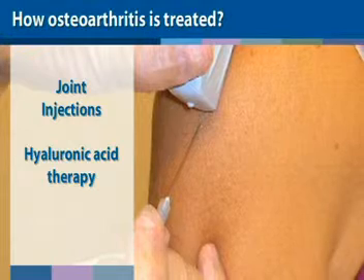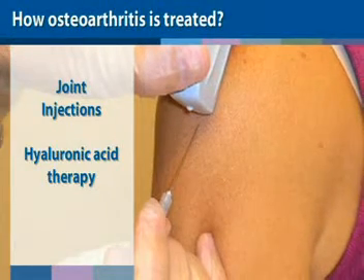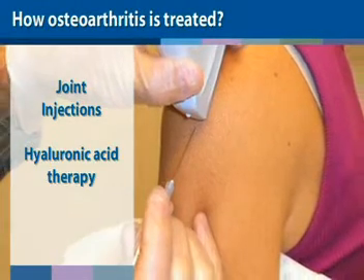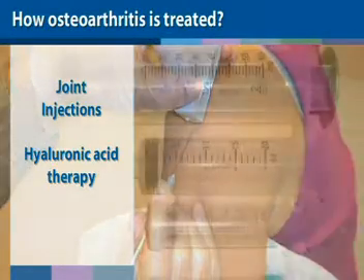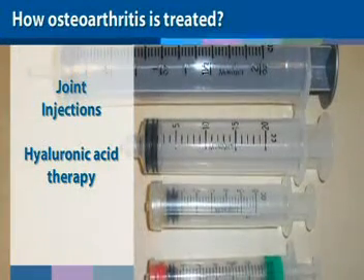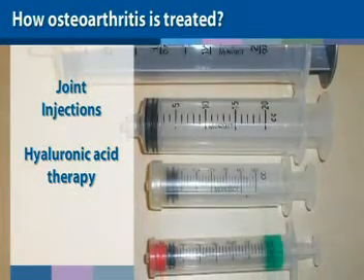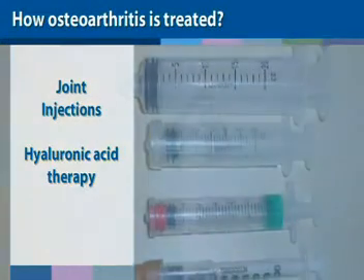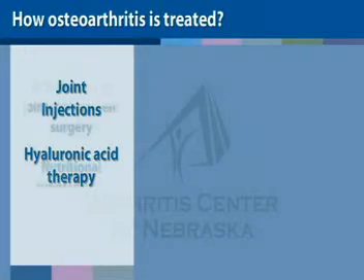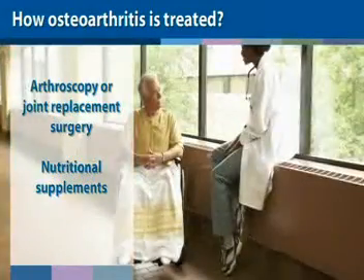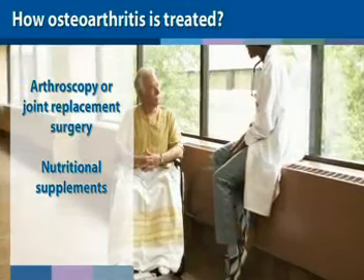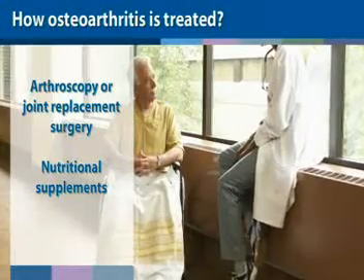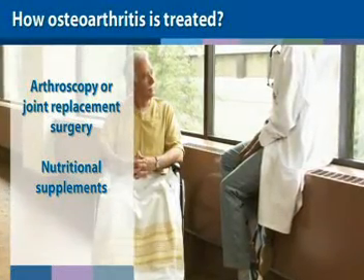Hyaluronic acid therapy, a form of lubricant found naturally in joint fluid and in cartilage, has proven effective for some patients. In people with knee osteoarthritis, inflammation causes hyaluronan to break down and become defective. Hyaluronan injections are given directly into the joint once a week for 3 to 5 weeks, depending on which product is used. Surgical options such as arthroscopy or joint replacement are considered when the joint is seriously damaged, the patient is in intractable pain, or is experiencing a significant loss of function.